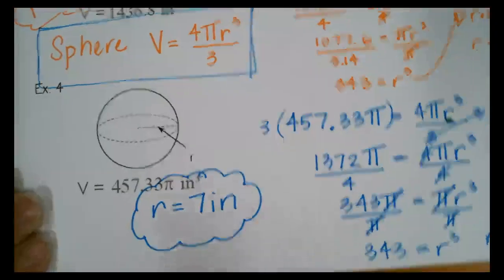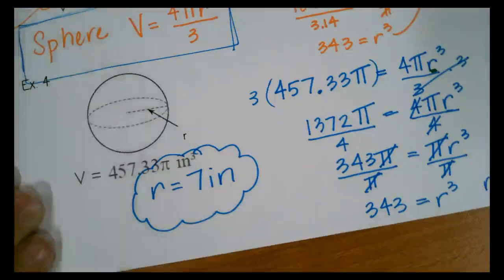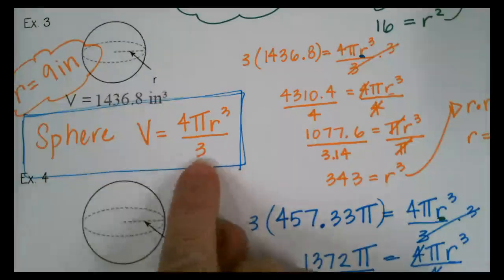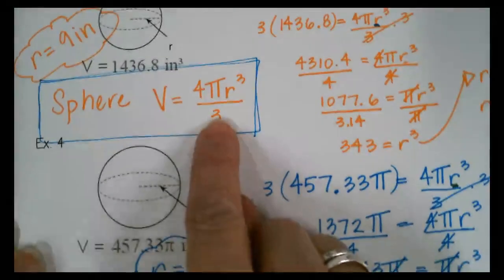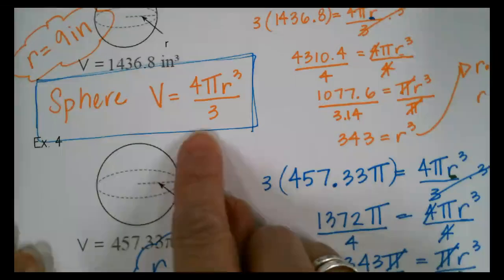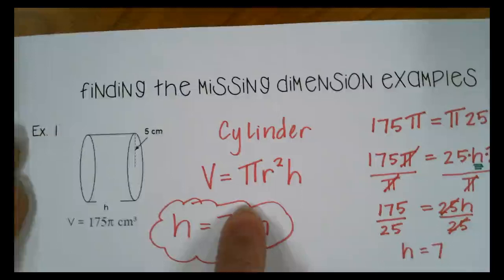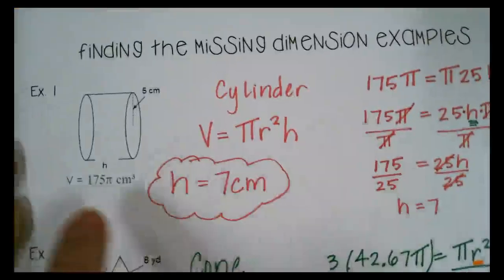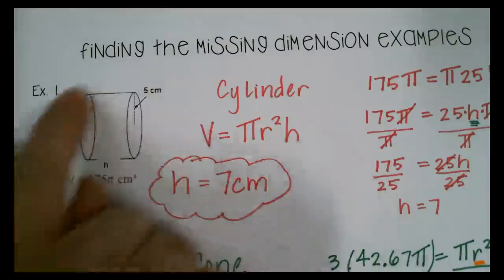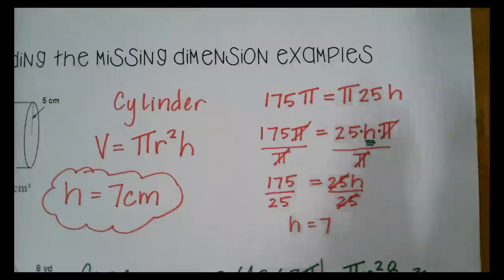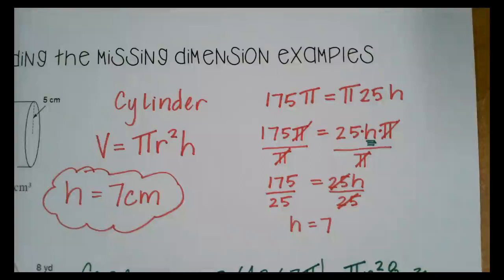All right, so just to recap what's happening. In order to find the missing dimension, we need to take the information that we have and fill it in its right spot in the formula for that shape. So make sure you are starting with the correct shape and the correct formula. So you want to start with the formula. And then you're going to fill in the information that you know into the formula. And then we're working backwards by solving.